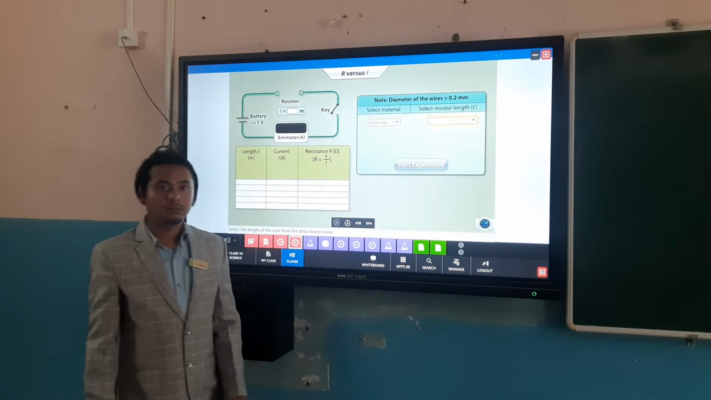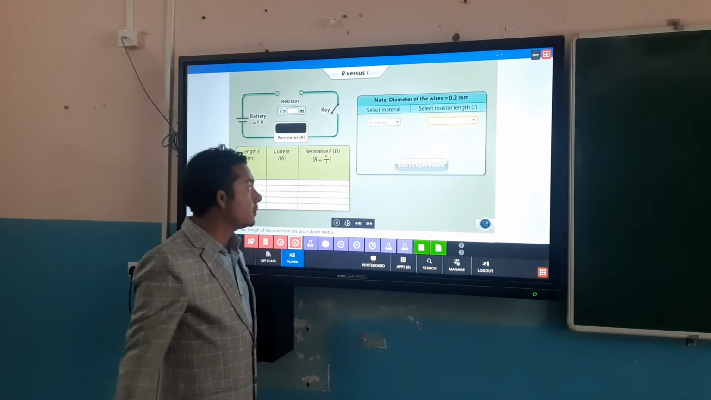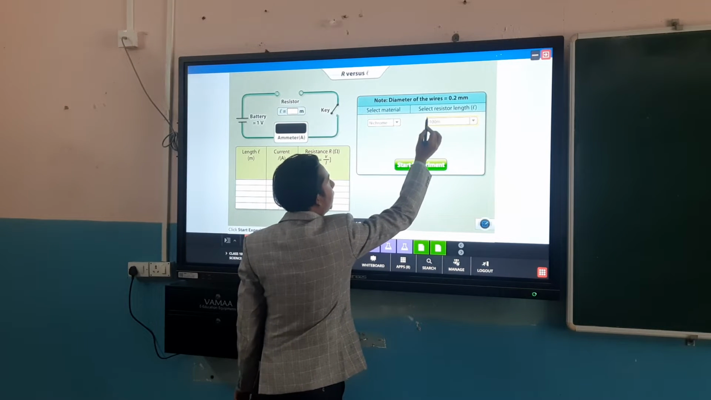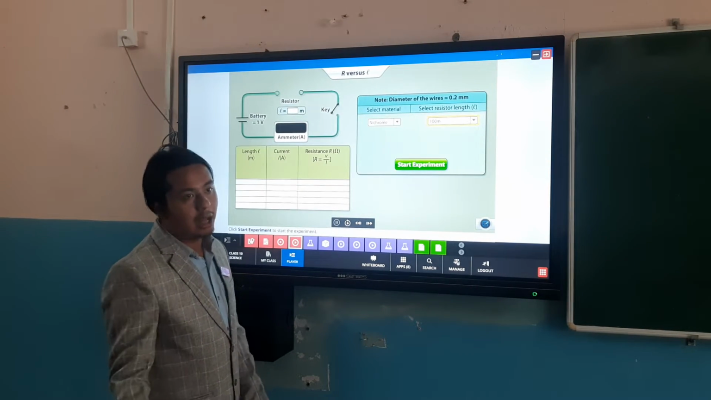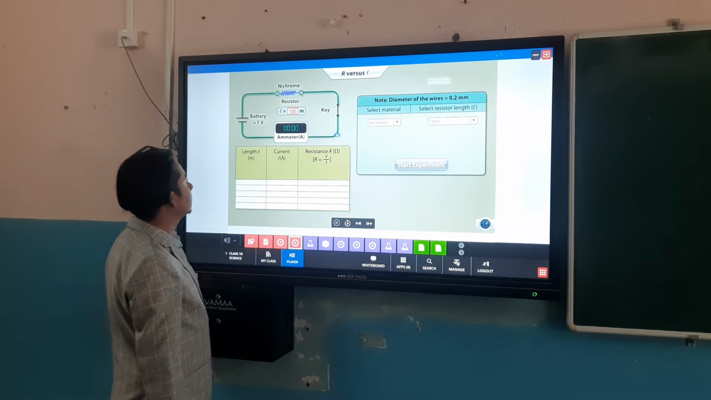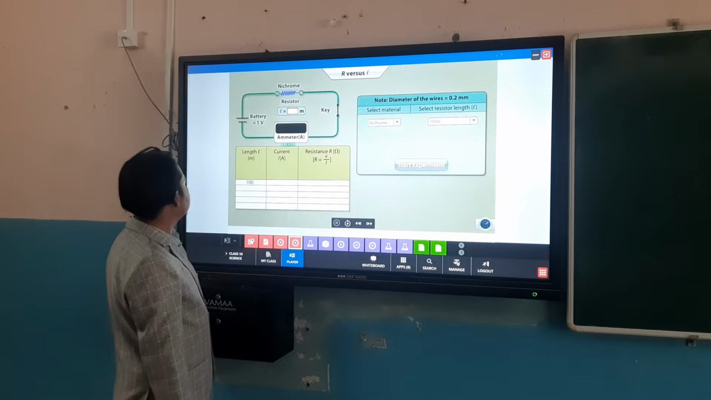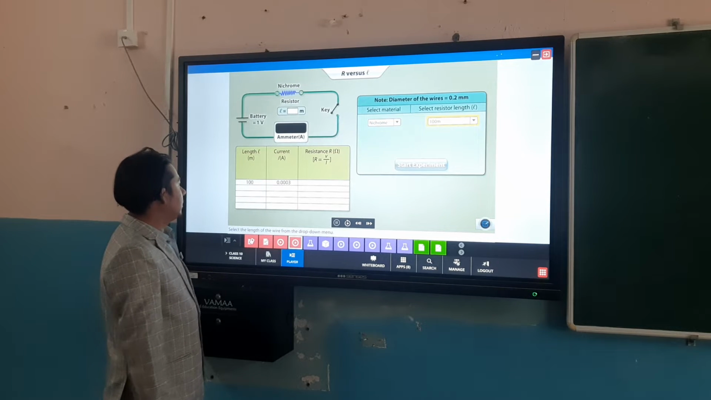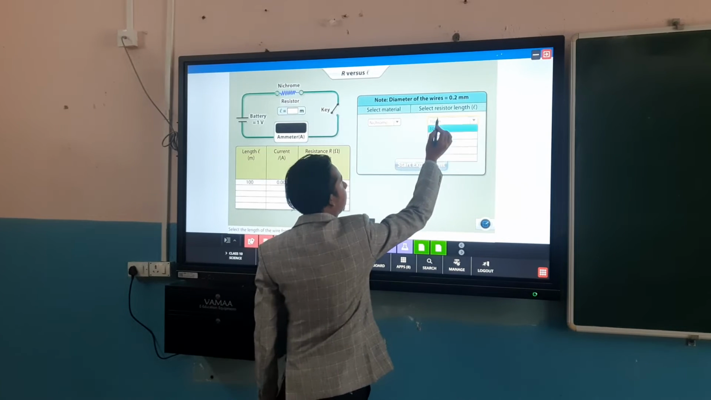Now, select the length of the wire and click Start Experiment to close the key and note down the ammeter reading. So first, the length of the nichrome wire is 100 meters. So let's start the experiment. Repeat the experiment using different lengths of the wire. So let's increase the length.